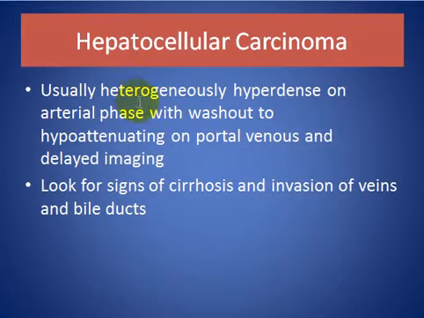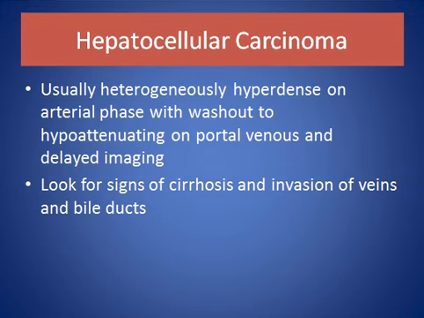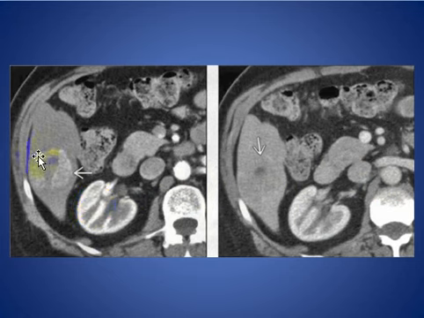Hepatocellular carcinoma, usually heterogeneous hyperdense on the arterial phase with washout to hypoattenuating on the portal and delayed phases. Look for signs of cirrhosis and invasion of the portal vein and biliary ducts. Here we see a large lesion in segment 6 of the liver, with heterogeneous enhancement in the arterial phase with non-enhancing area, and it is washed out in the portovenous phase.